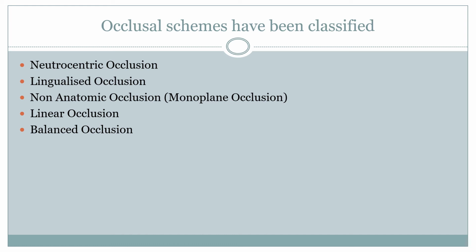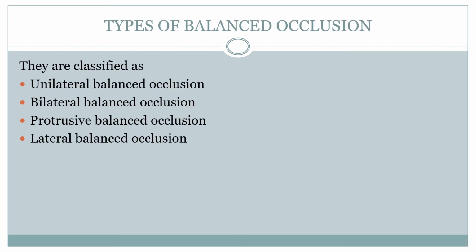Yeah. Then coming to lingualized occlusion. In your lingualized occlusion, it's just to maintain the aesthetics. Only the palatal cusps of the upper teeth come in contact with the non-anatomic teeth in the lower. Just to maintain the aesthetic appearance, they use anatomic teeth, the 30-degree anatomic teeth in the upper arch, and they use non-anatomic teeth in the lower arch.